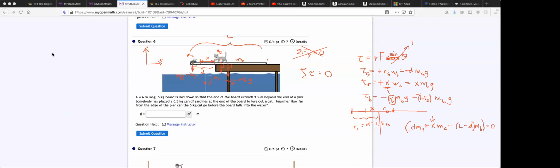Stop using the drawing tool, which sucks. I'm good.